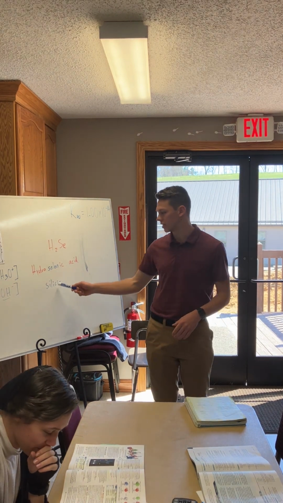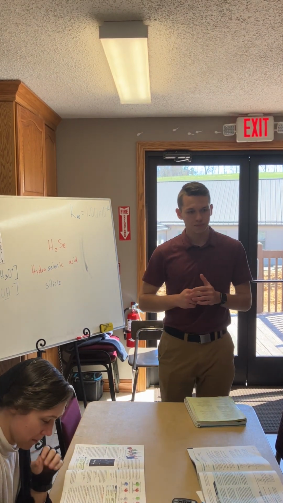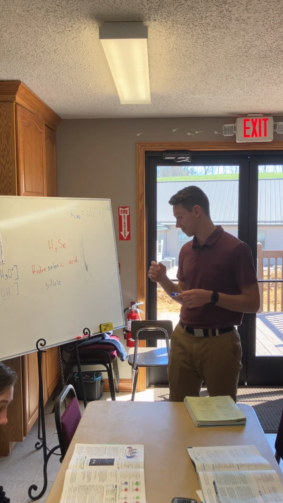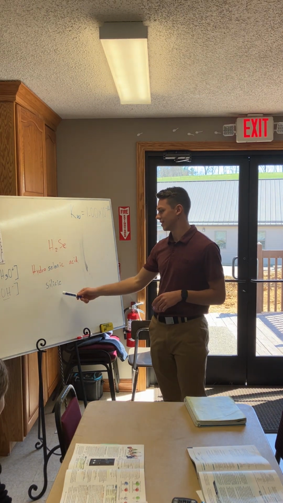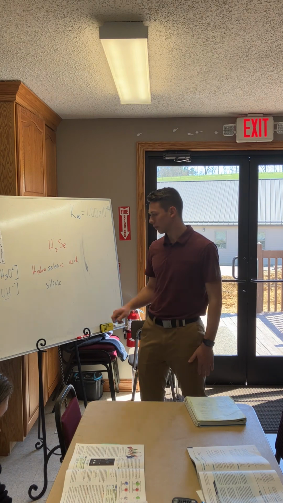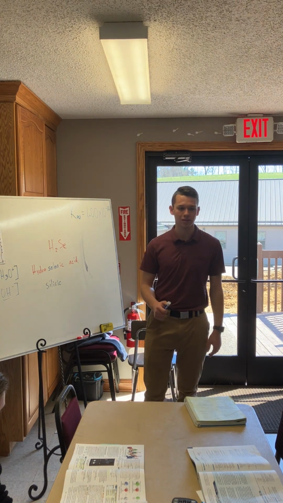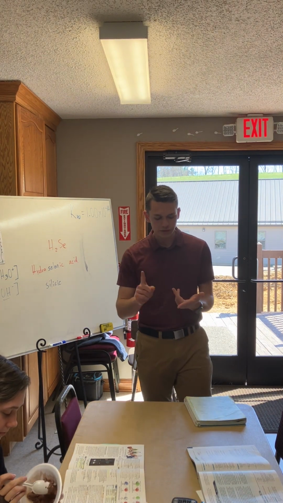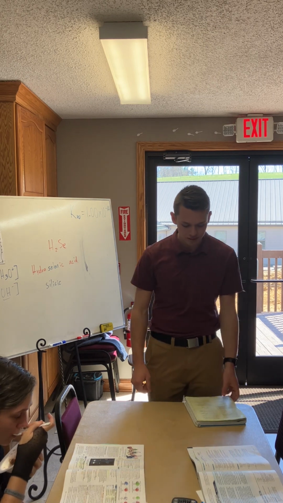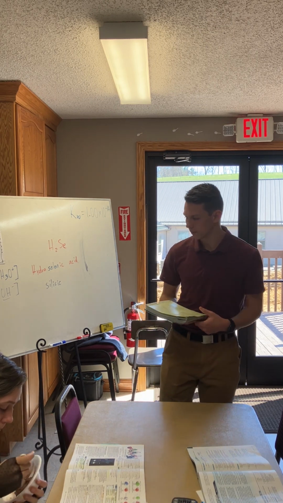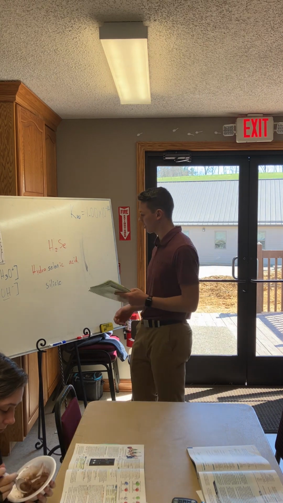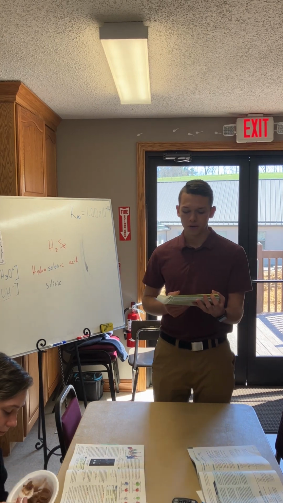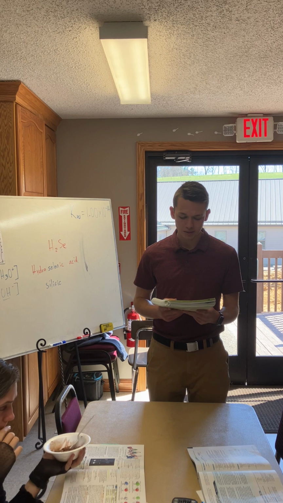Whenever an I comes after a C, the C says s. Every time it's I after C. Whenever an E, an I, or a Y comes after a C, the C says s instead of k. So that's why this is silicic instead of silicic. So silicic acid. When we have SiO4, which is silicate.